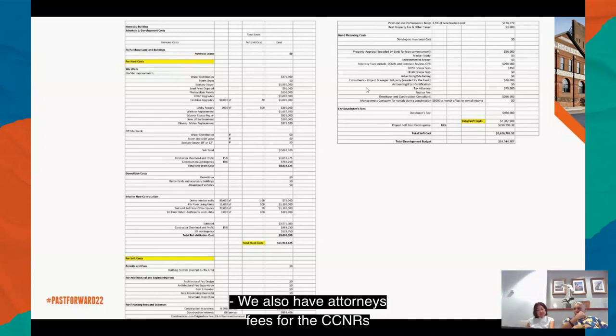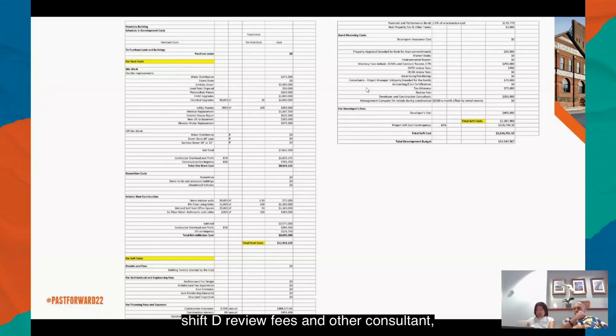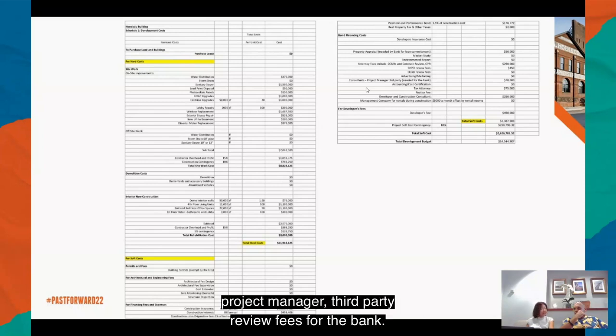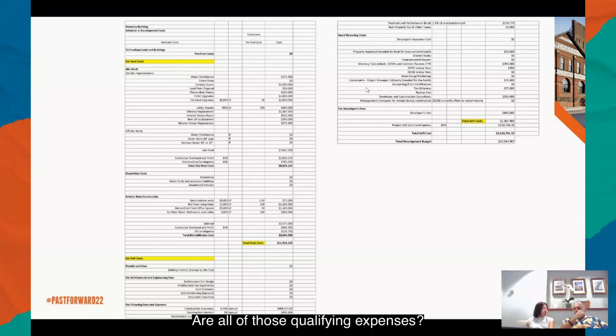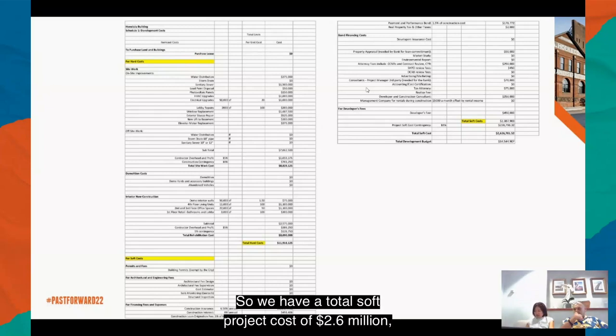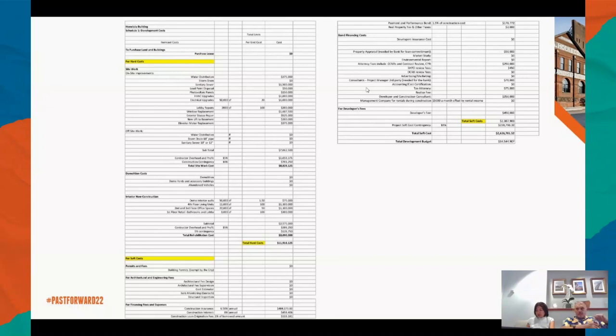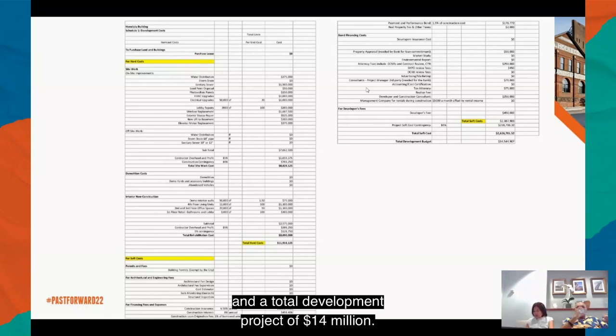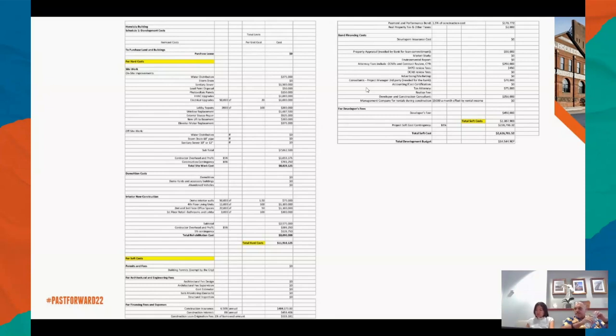We also have attorney's fees for the CC&Rs and contract review, review fees, and other consultant, project manager, third-party review fees for the bank. Are all of those qualifying expenses? I think some of them are. I'm not sure that they all are. Okay, great. So we have a total soft project cost of $2.6 million, a lot of which would actually be attributed to qualifying costs, and a total development project of $14 million. We have hard costs of $11 million, as well as soft costs of about $3 million, so a total of $14 million.